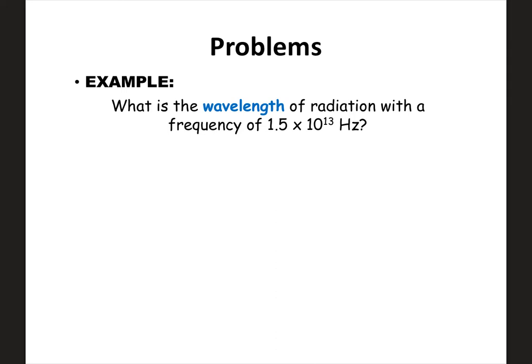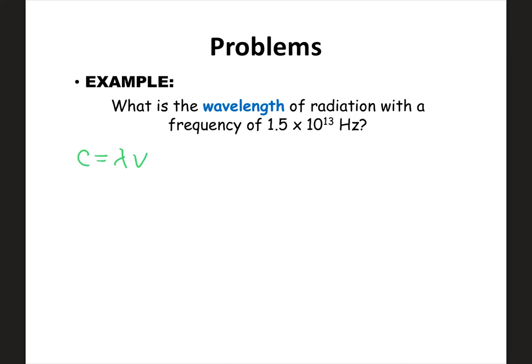This example says, what is the wavelength of radiation with a frequency of 1.5 times 10 to the 13th hertz? So for now, we only have one equation to worry about. It's just c equals wavelength times frequency. You definitely need to know the equation. You need to know what each of the letters means and what units they should be in. So remember, you're going to know two of the three, and there's going to be one unknown that you're going to solve for.